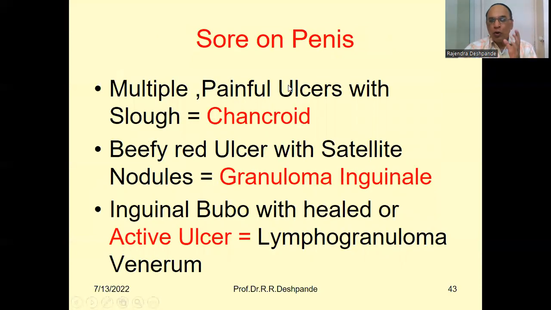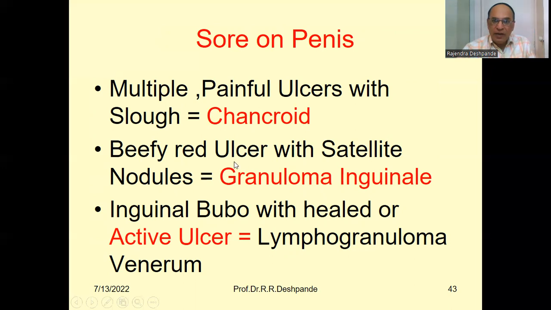Sore on the penis. Now, again a revision type of slide. When there are ulcers on the penis, what diseases are they? Number 1, chancroid. Number 2, granuloma inguinale. And number 3, lymphogranuloma venereum. In all 3 cases there will be ulcers, with a little bit of difference. In a sore on the penis, for example chancroid, multiple, this word is very important, painful ulcers with slough. This is the explanation of chancroid.